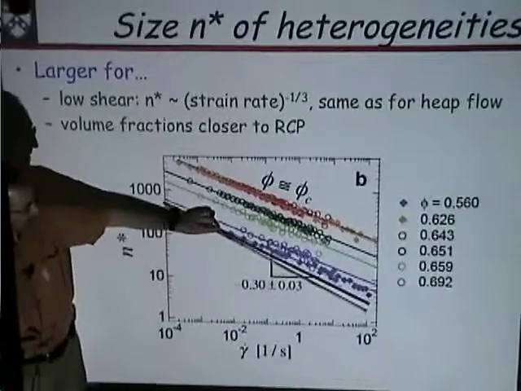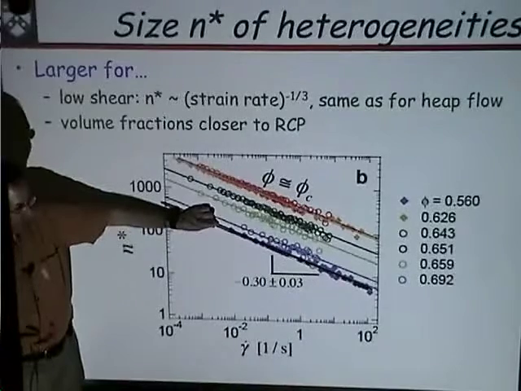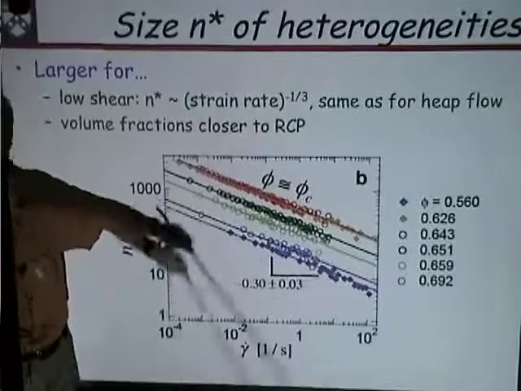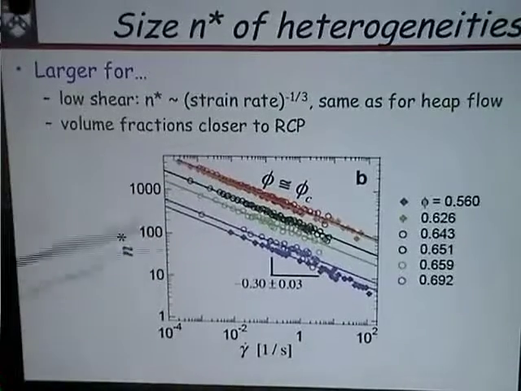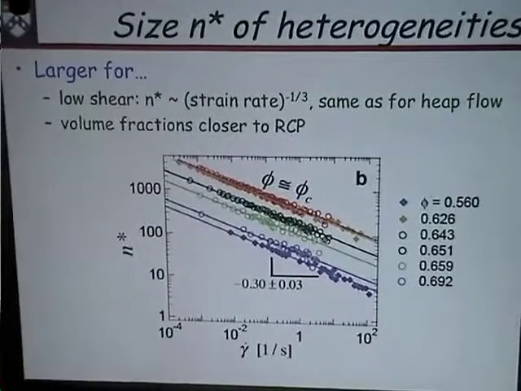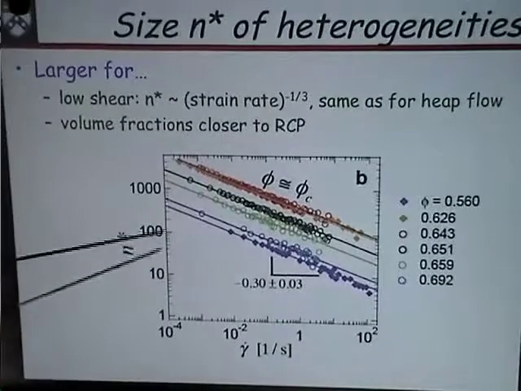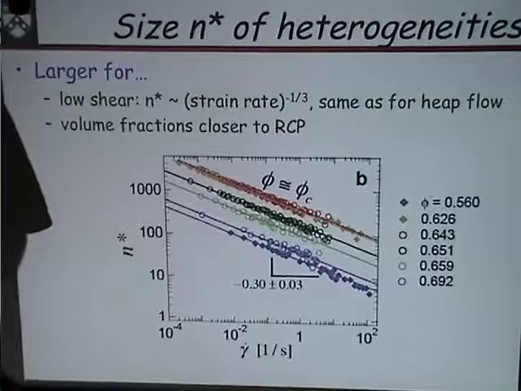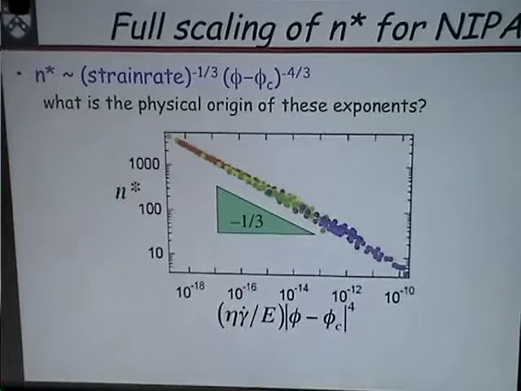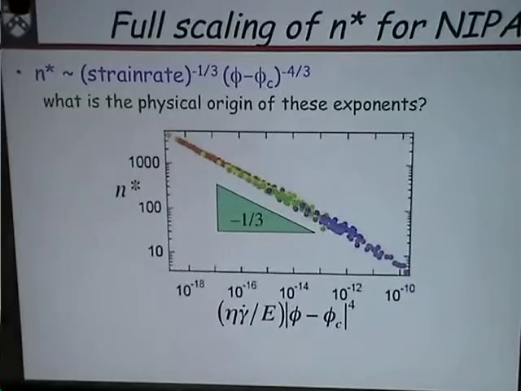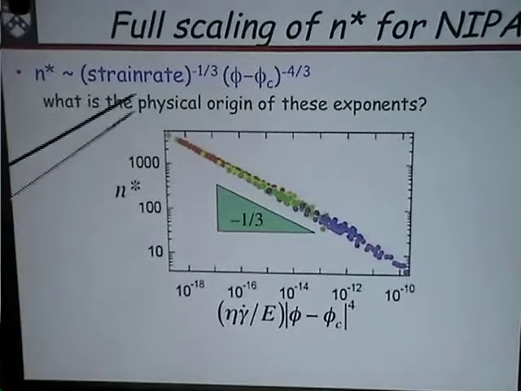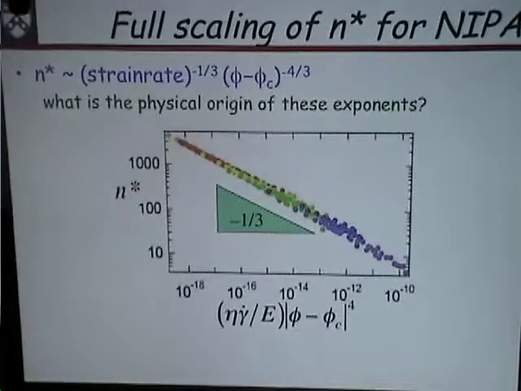So in terms of packing fraction, far below phi c, going up towards phi c, going above phi c, we go back down. So there's some scaling, not just with strain rate, but also with packing fraction, which we can uncover by plotting the coefficients of these versus packing fraction. And here's what comes out of the wash: this collapses the data quite nicely. The size of the heterogeneities goes like strain rate to about minus 1/3, phi minus phi c to the minus 4/3.